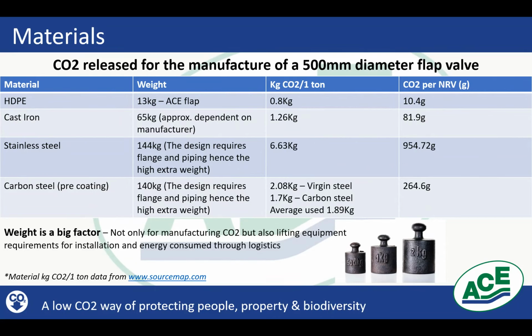So when you take the weight into consideration, you can see the HDPE is about 13 kilos for 0.5 meter. Cast iron, you're talking 65 kilos. Stainless steel and the carbon steel are up to 140 and a bit more kilos. Therefore, the overall CO2 per valve is vastly different, from the HDPE only producing 10.4 grams of CO2, up to the worst offender, which is a pure stainless steel flap, which is nearly 1 kilo of CO2 per valve.